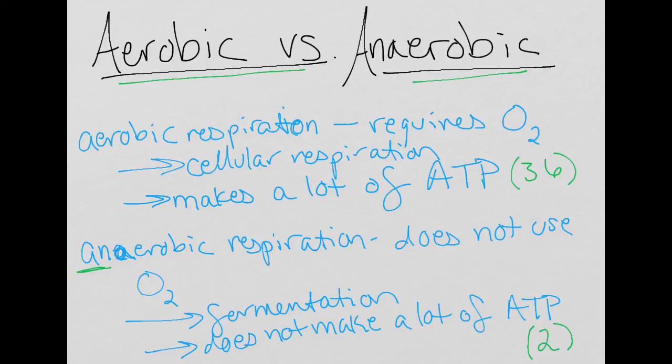Some organisms can do both aerobic and anaerobic respiration. Humans, for example, can do both, and we're going to talk about that when we get to the fermentation section. Other organisms are strictly anaerobic. They will never use oxygen, and there are even some of those organisms called obligate anaerobes that not only don't use oxygen, they can't even live in the presence of normal amounts of oxygen. It would kill them, which is sort of interesting to learn about.